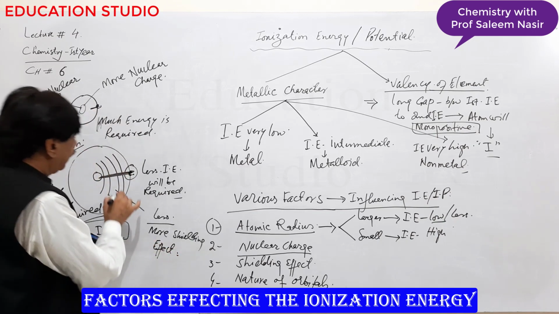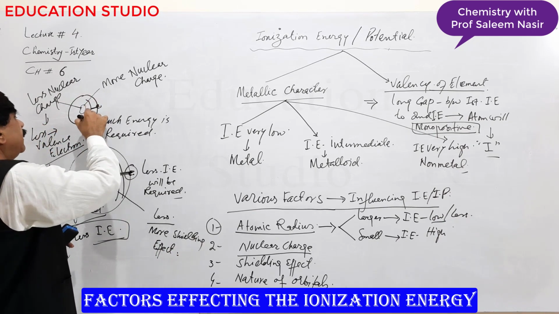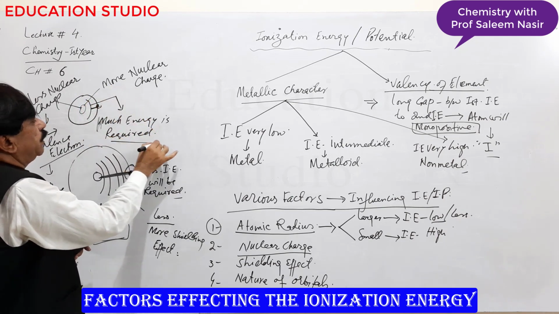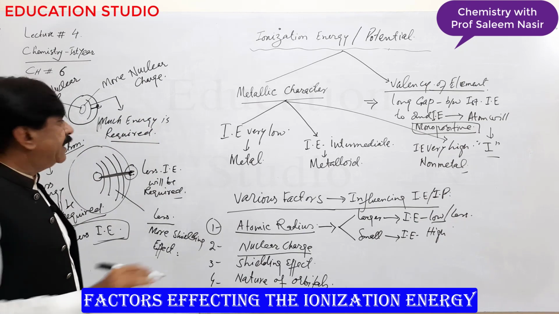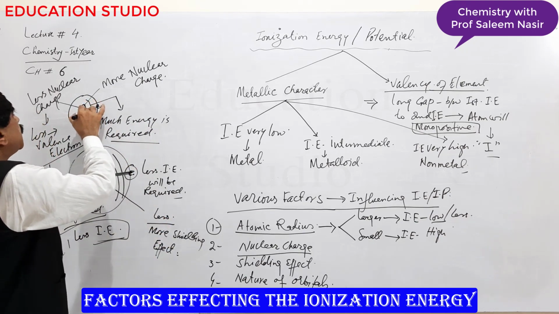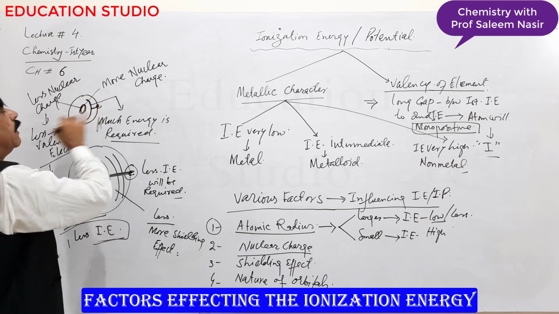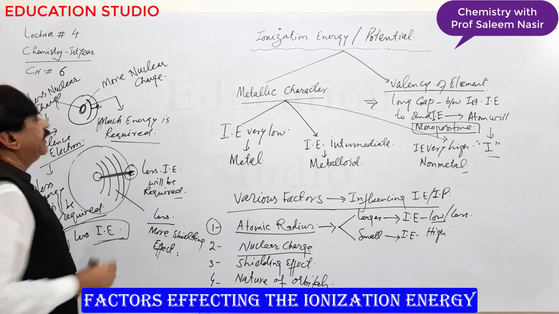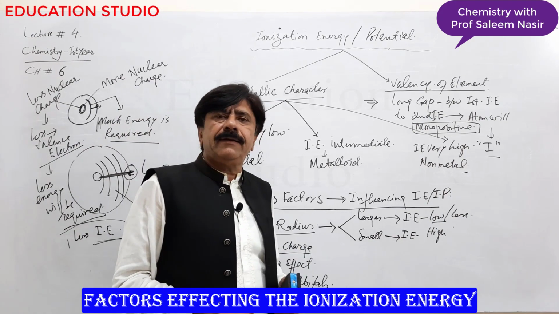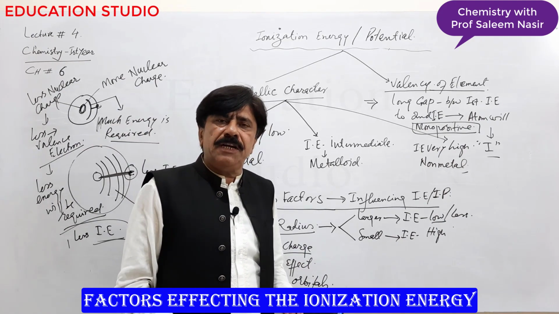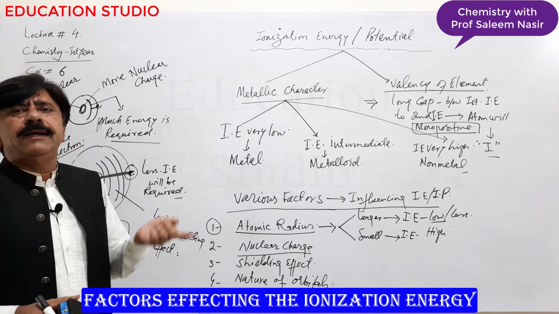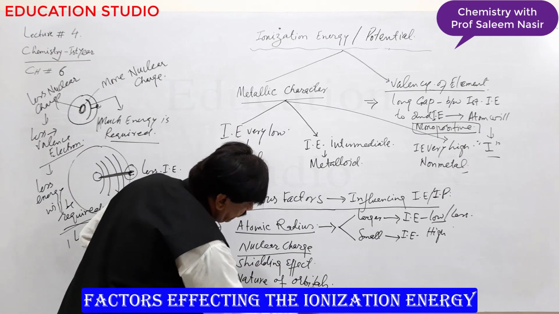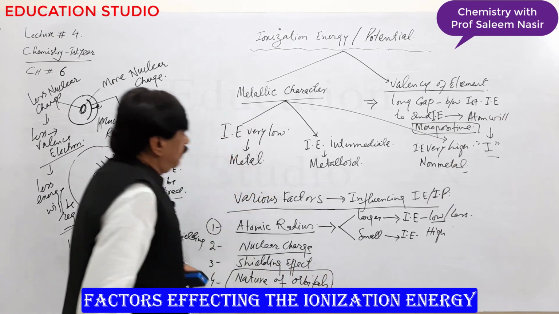If the shielding effect is less, then much more energy is required to remove the valence electron, because there is less screening of the valence shell by the orbitals in between. So we can say that the more the shielding effect, the less the ionization energy. The less the shielding effect, the more the ionization energy. Similar is the case with the nature of the orbitals.